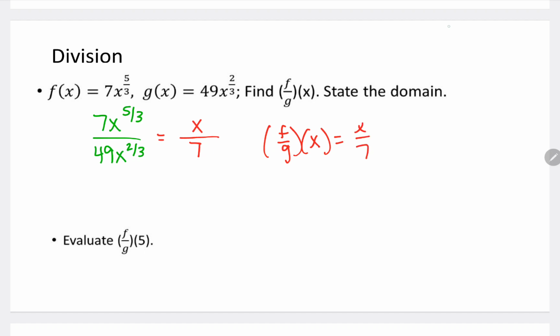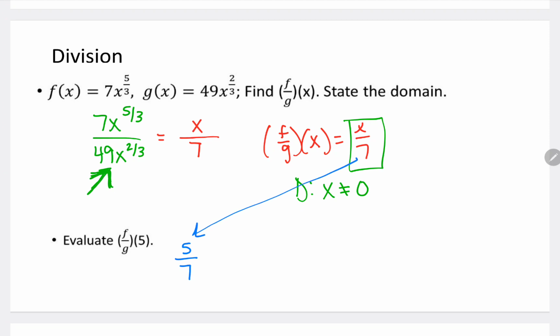Our domain, even though there is no x in the denominator in our final answer, there was an x in the denominator to get there. So x cannot be 0, or over here, the denominator would have been undefined. Our answer would have been undefined. So our domain, because there was a quotient, we do not ever want the denominator to be 0, so x cannot be 0 in this case. When we plug in 5 into that final answer, it's just 5 over 7. We're just taking x over 7 and plugging in 5.